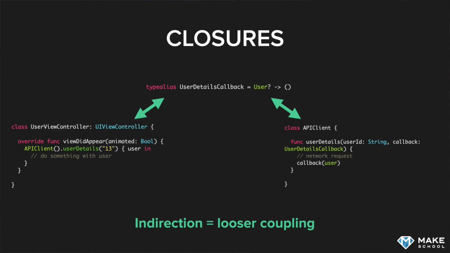On the consumer side, it would look like that. You have the API client in this case. You call the user details function, and you pass in the closure that you want to be called as soon as the response is available. So again, it's loosely coupled because we don't have to know who's going to come in and fill in this callback. All we have to know is that whoever fills in the callback has to provide a function that takes a user argument. That's what we defined up here.